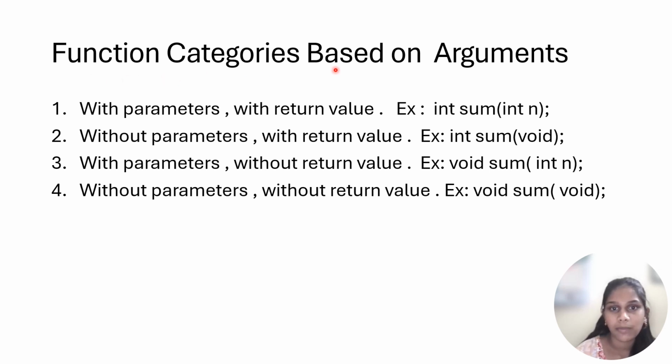Function categories based on arguments. There are four types: the first one is with parameters with return value. Example: int sum(int). The second one is without parameters with return value. Example: int sum(void). The third one is with parameters without return value. Example: void sum(int). And the fourth one is without parameters without return value. Example: void sum(void).